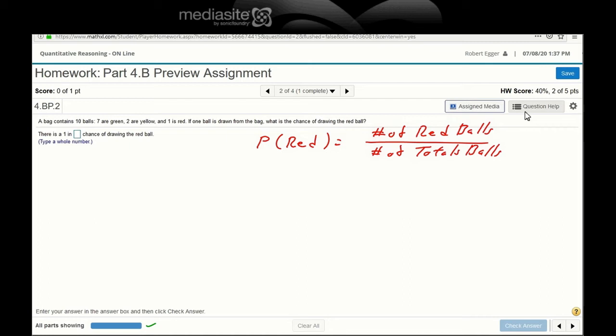So how many ways can event A occur? Well, that's going to be based on the number of red balls there are. How many total events are there that can occur? Well, that's going to be the total number of balls there are. So let's see, we have 1 red over 10 balls. So we have a 1 in 10 chance.